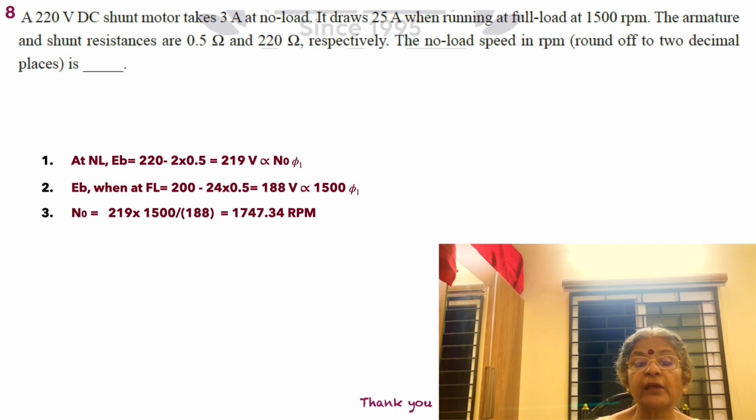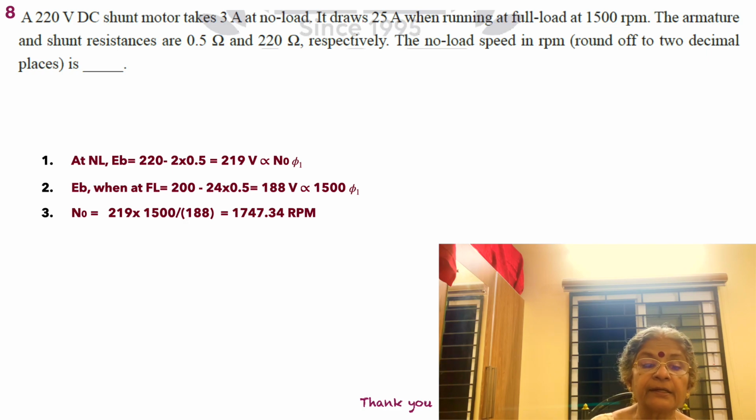It draws 25 amps when running at full load at 1500 rpm. So both conditions have been differentiated. There's a 220 volt DC shunt motor, that's the capacity of the motor. It takes 3 amps at no load, but it takes 25 amps when running at full load, and full load speed is equal to 1500 rpm.